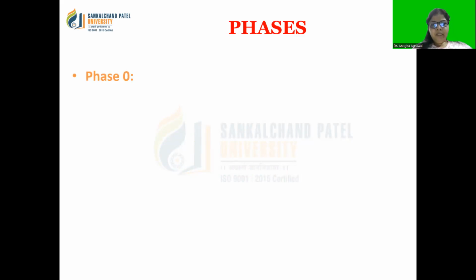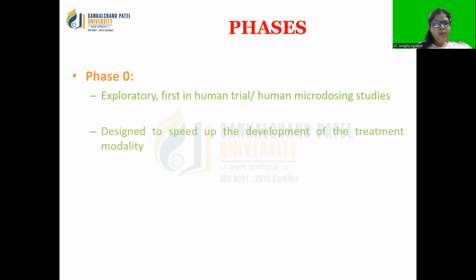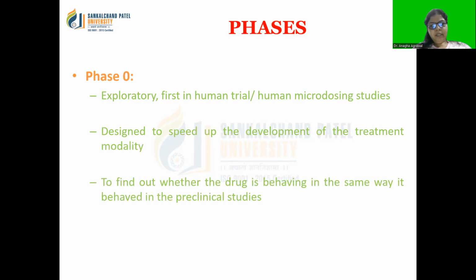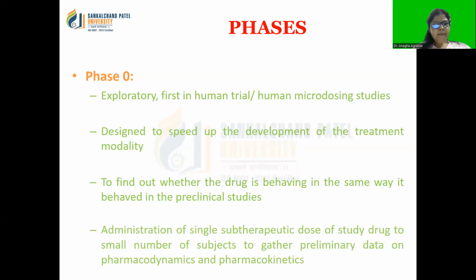There are phases of clinical trial like phase 0, exploratory, first in human trial, human microdosing studies, designed to speed up the development of the treatment modality to find out whether the drug is behaving in the same way it behaved in preclinical studies, whether that has been in a lab or in the animals.